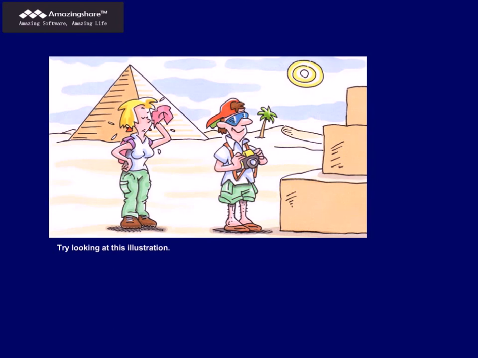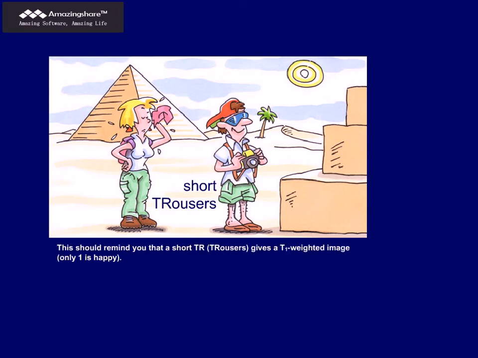Try looking at this illustration. What can you see? A man with short trousers. And considering the weather conditions, this makes only one person in the picture happy. This should remind you that a short TR, trousers, gives a T1 weighted image. Only one is happy.